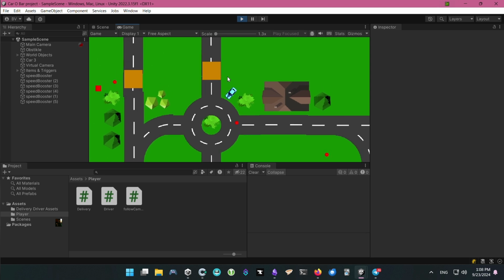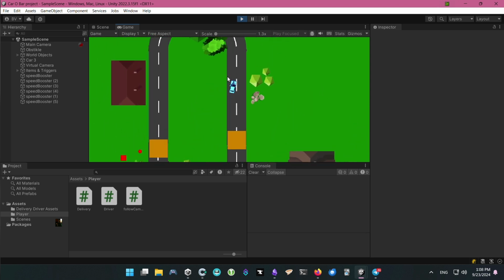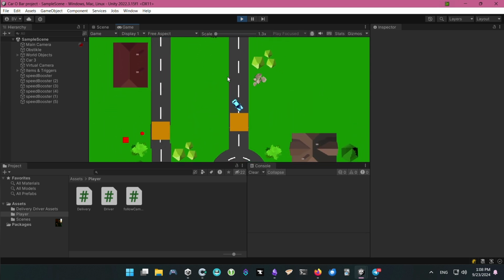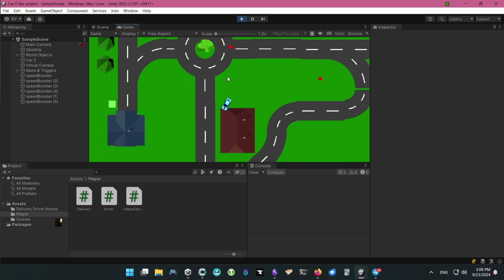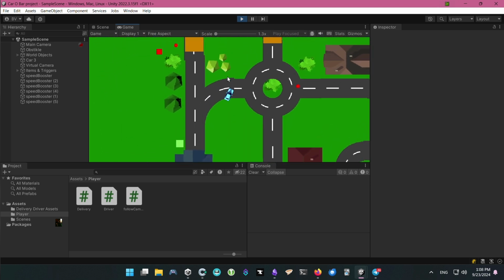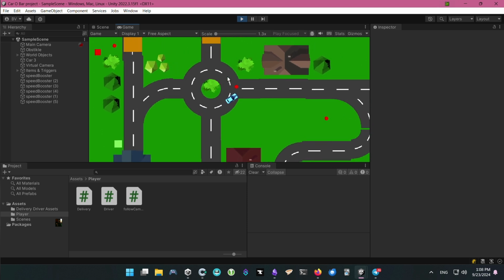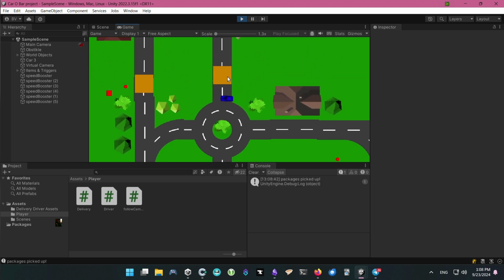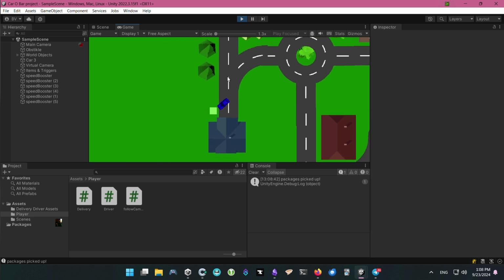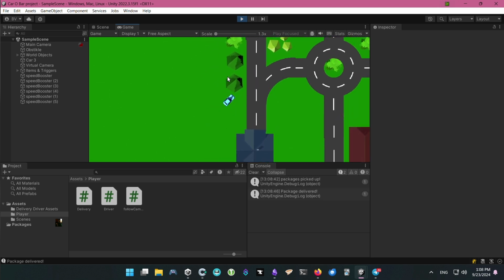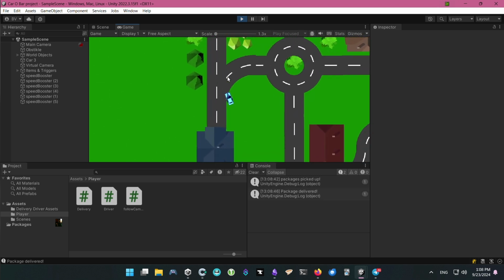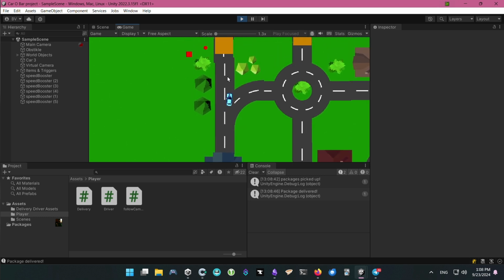When I go over these orange things, it just moves me really fast for a short period of time. If I get these red dots, these are kind of a delivery thing. My car changes color, and then I have to deliver them to these green parts, and then I get back to normal. And as you can see in the console, it says packages picked up and package delivered. I don't know why there is an S here and not one here.